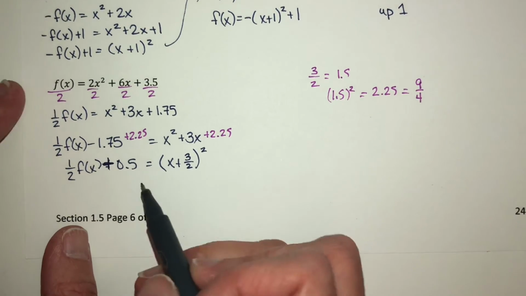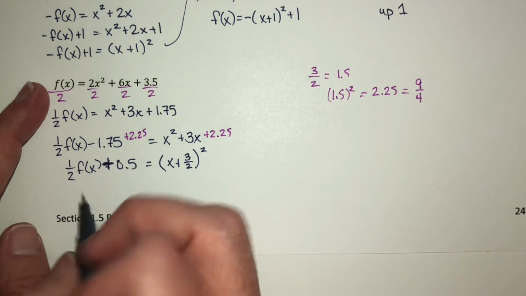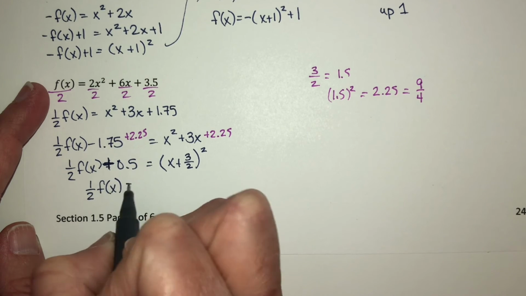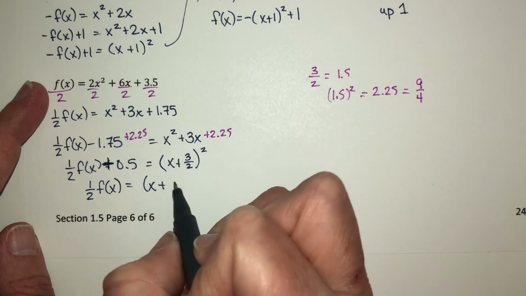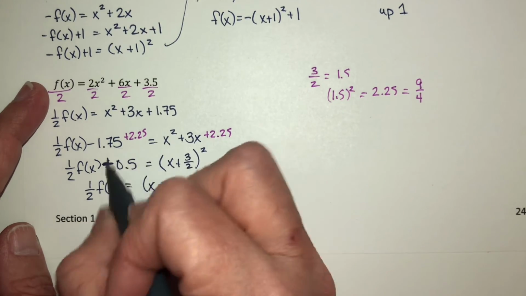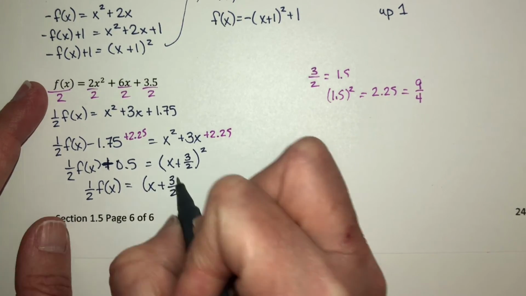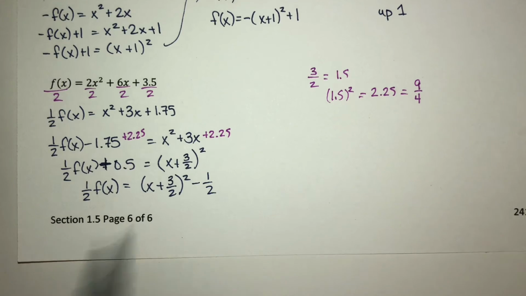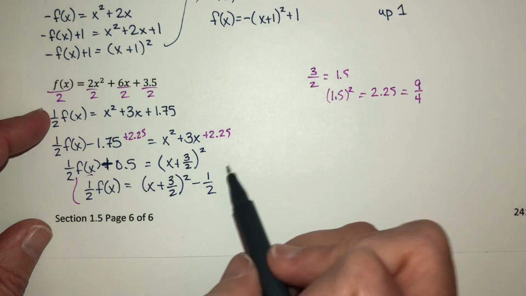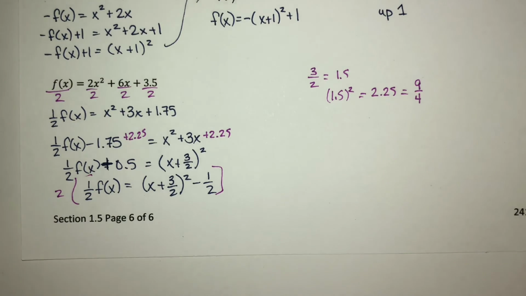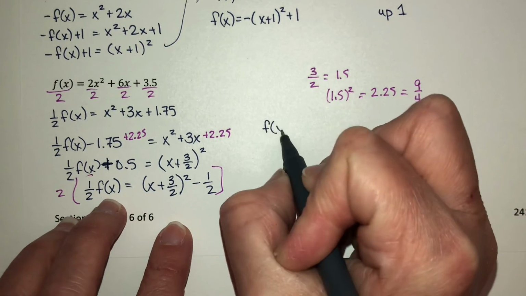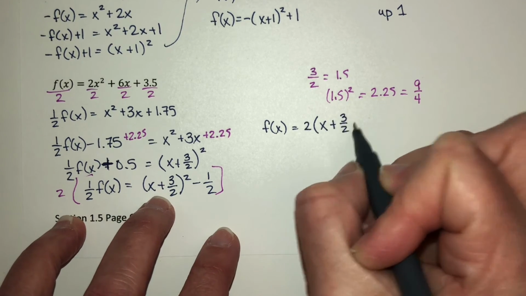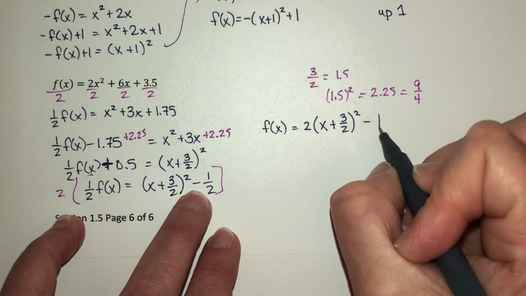Okay, so now we just need to get the f of x by itself. So I subtract 0.5 from both sides. And just so that I don't have a mix of fractions and decimals anymore, I'm going to write that as 1/2 minus 1/2. And then I need to get this 1/2 off, so I'm going to multiply every single thing here by 2, which gives me f of x is equal to 2 times x plus 3/2 squared minus 1.